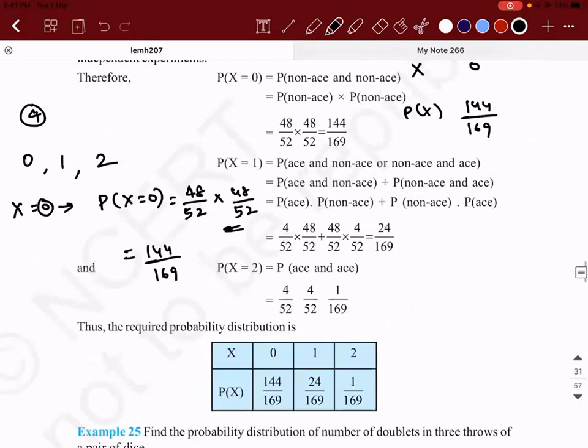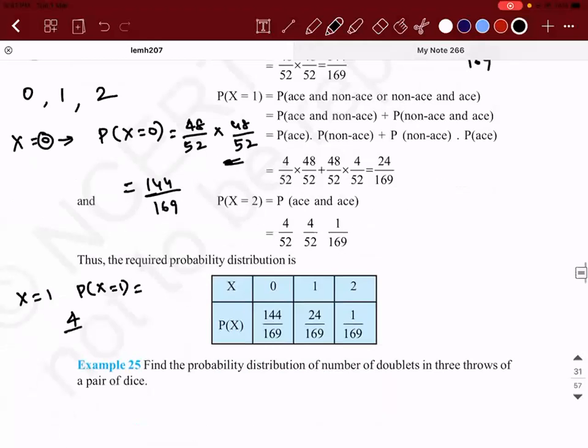You can have 1 ace. So when you have 1 ace, what will happen? Let's say you are getting 1 ace in the first draw. When you get the ace in the first draw, you will get 4 divided by 52 into 48 divided by 52. Or, why am I putting an or here? Because there is a possibility of you getting this ace in the second draw also. Here the sequence is also important: 48 out of 52 into 4 out of 52.